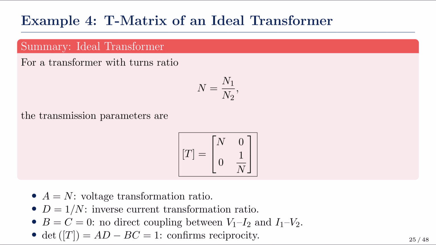The parameter A represents the voltage transformation ratio, while D represents the corresponding inverse current transformation ratio. The parameters B and C are 0, indicating that there is no direct dependence of V1 on I2 or of I1 on V2 in the ideal transformer model. Finally, the determinant of the transmission matrix is equal to AD minus BC, which gives 1. This confirms that the ideal transformer is a reciprocal two-port network.